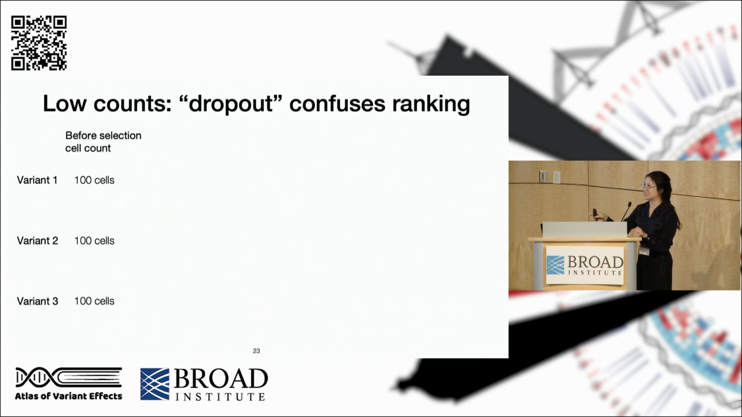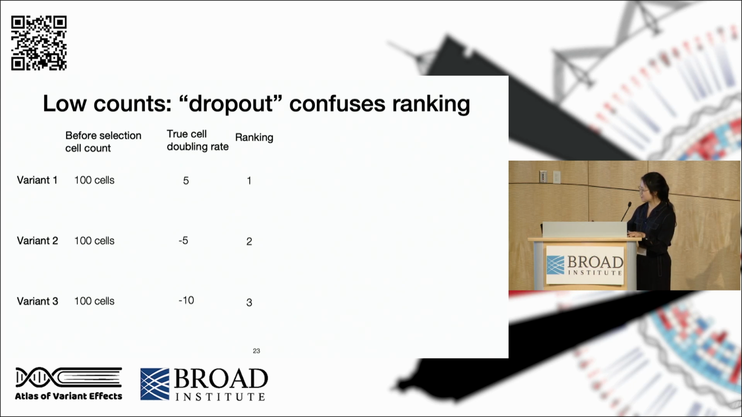Okay. The second simulation is trying to show that the dropout could confuse the ranking. Yeah. This is also very intuitive. Now we have 3 variants. They all have near perfect coverage in the cell count before the selection. And then assume that this is a growth screen. So the true cell doubling rate for variant 1 is 5, variant 2 is negative 5, and variant 3 is negative 10. So we assume that variants 2 and 3 are both loss of function. But we do know that variant 3 is more loss of function than variant 2. And the goal here is trying to rank variants 1, 2, and 3.